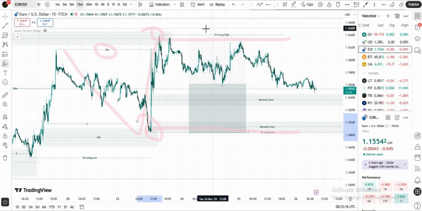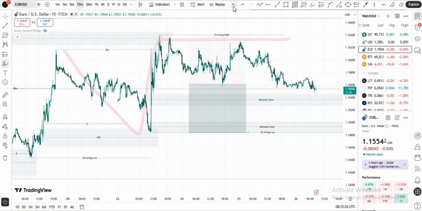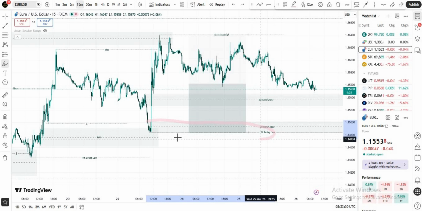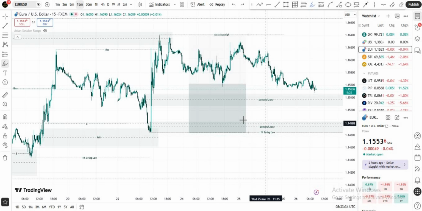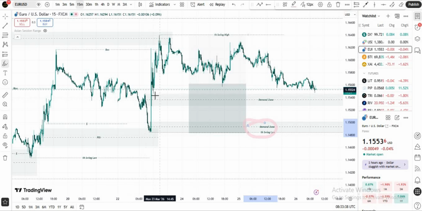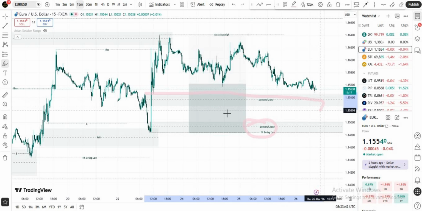After marking out my 1 hour swing highs and swing low, what I did next was to mark out my demand zones. This was my extreme demand zone right here, and this is the mid demand zone. This breaker block right here is also a demand zone. But these are the two demand zones I was looking out for.